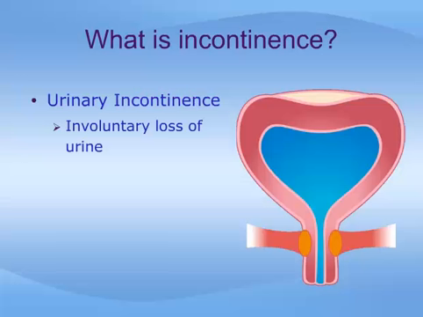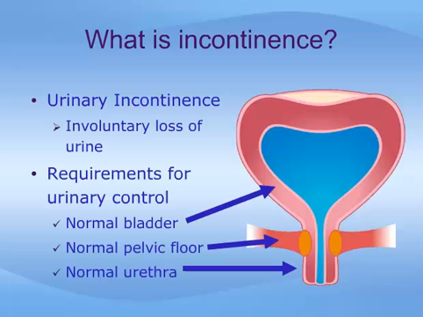Urinary incontinence simply refers to any involuntary loss of urine. It does not by itself say anything about the cause of the problem. Normal urinary continence, or control, requires a relaxed, distensible bladder, a normal urethra or urine channel, and proper supporting structures beneath the bladder and urethra which make up what is called the pelvic floor. Any abnormality in any of these components may lead to incontinence of urine.